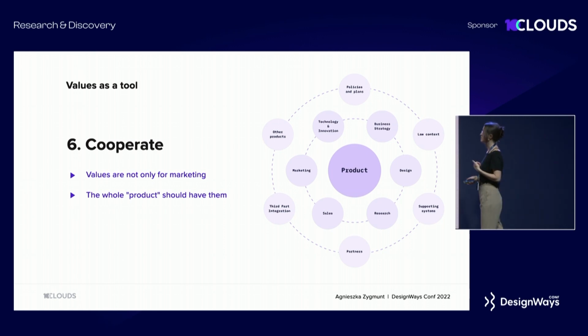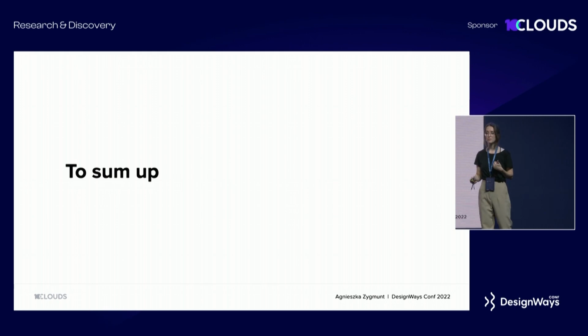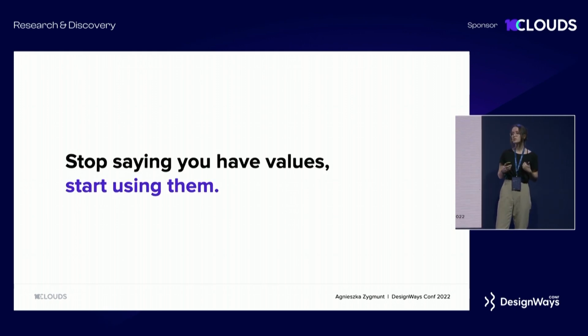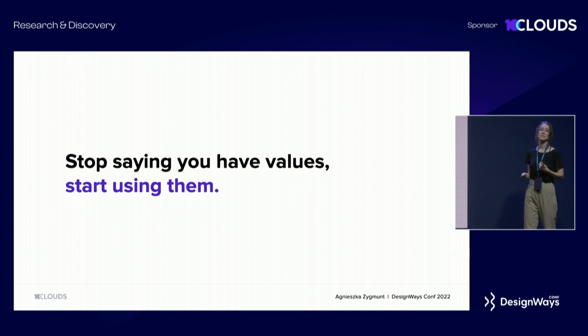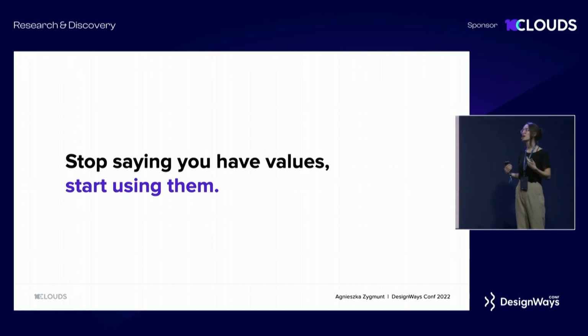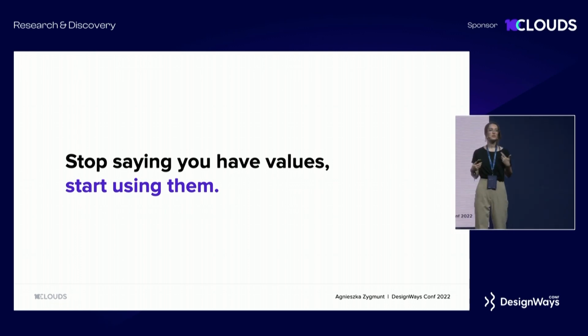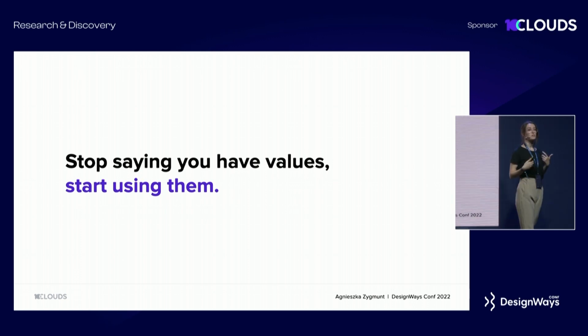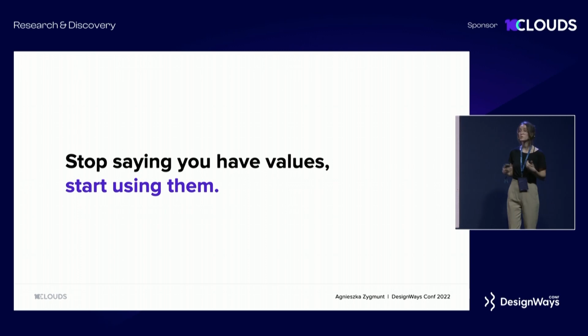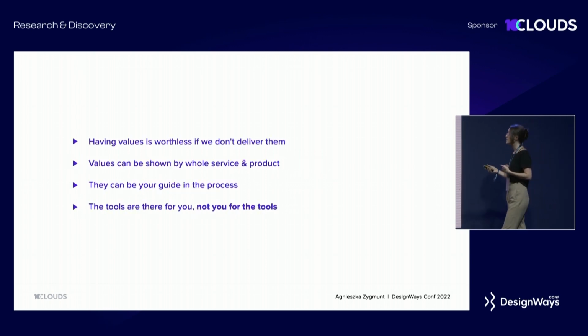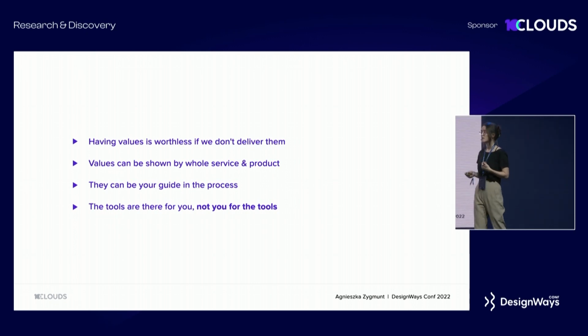And to sum up, because I'm running out of time, I just want us to stop saying that we have the values and start using them. We are saying that we need to have the values. We have been looking for them and writing them down for years. So I think this is the best moment to really start using them, because we can use them as a tool for us as designers and for other departments. Because having values is worthless if we are not delivering them.